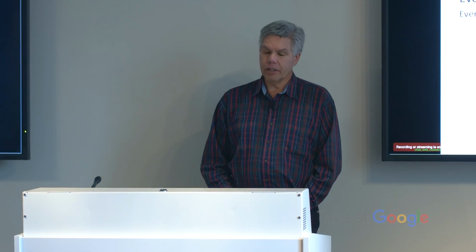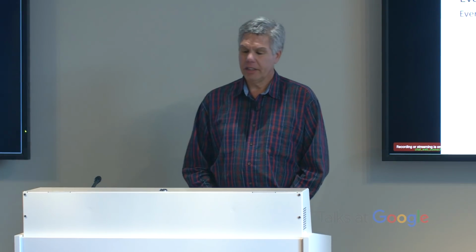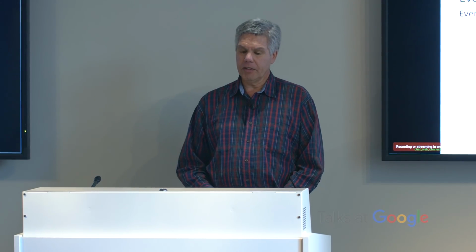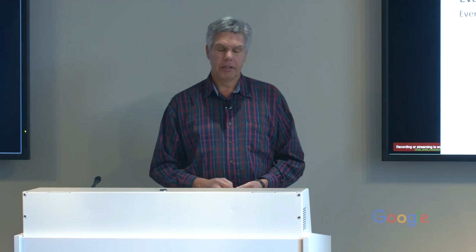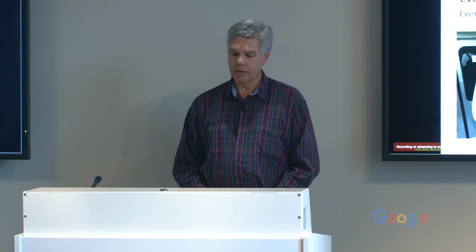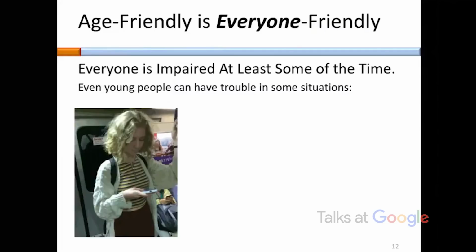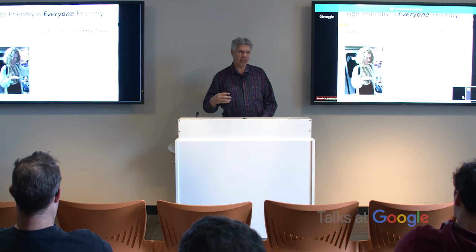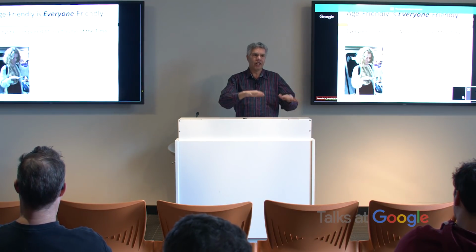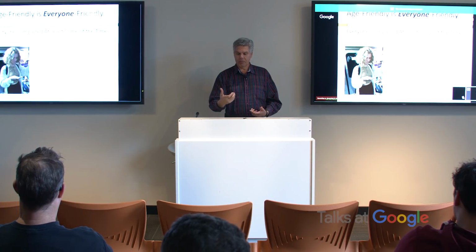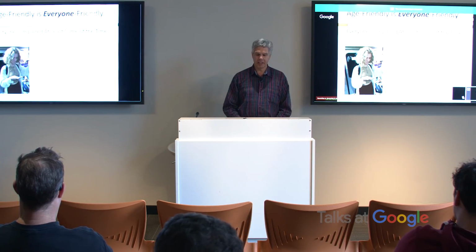And the other point you can make is that everyone is impaired at least some of the time. Even young people can have trouble in some situations. We often use the word situationally disabled. So you could have somebody who is trying to use their cell phone on a bus. I don't know if you've been to San Francisco recently, but many streets in San Francisco are currently being torn up as PG&E tries to update 50-year-old gas lines. And so all these streets are torn up, and the buses and taxis and Uber cars and everything are bouncing along like this, and people are trying to use their cell phones and having trouble texting.